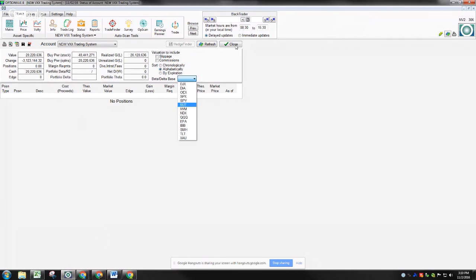Okay. So that's part of the portfolio management tool. We have a lot of people that use OptionVue and trade options, but also use it to keep track of a number of different accounts and positions they have within those accounts.